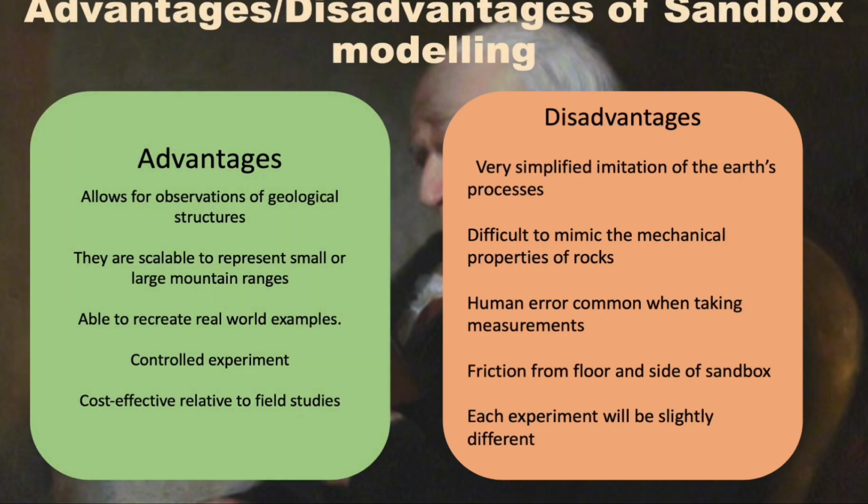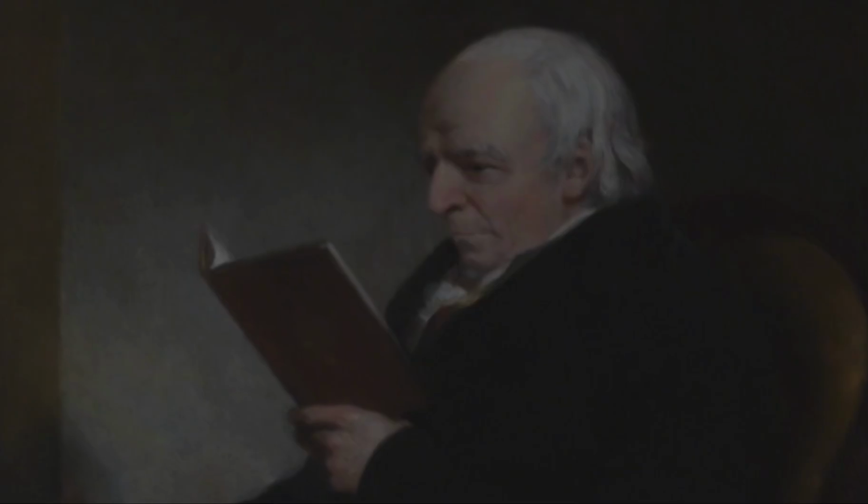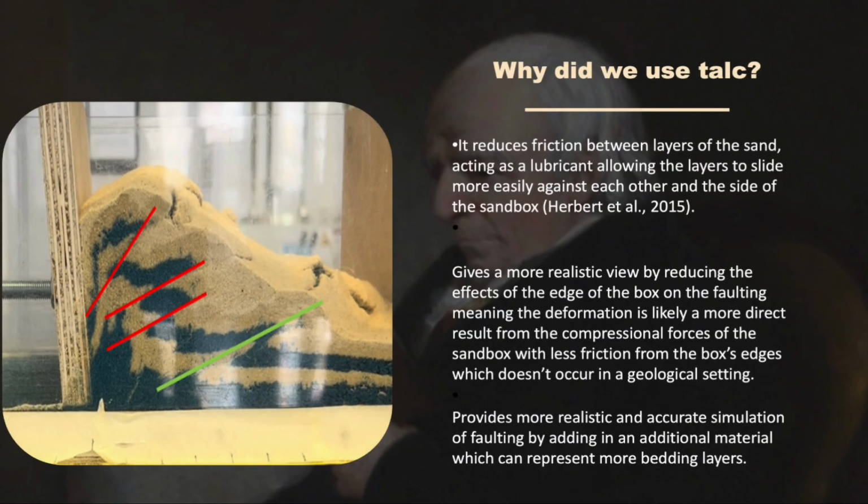Sandbox modelling lets us visualise complex geological processes. We can see how faults and folds form, how mountains rise, all in a controlled environment. We can even scale it up, from tiny faults to entire mountain ranges. It's a great way to recreate real-world scenarios. But it's not perfect. It's very simple after all. Rocks aren't just sand. Crucial factors like rock properties, fluid pressure and temperature aren't included, plus human error is common. Measuring things precisely in sand is tricky, and let's face it, every Sandbox experiment is going to be a little bit different.